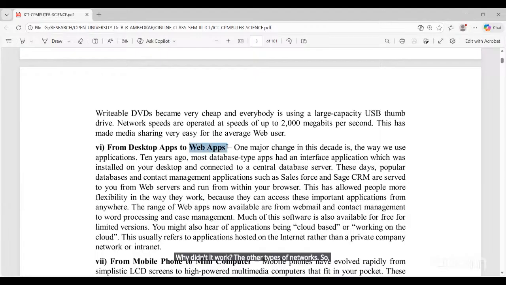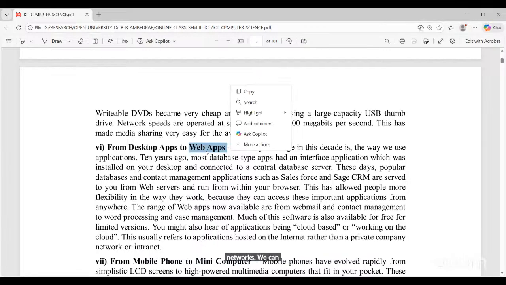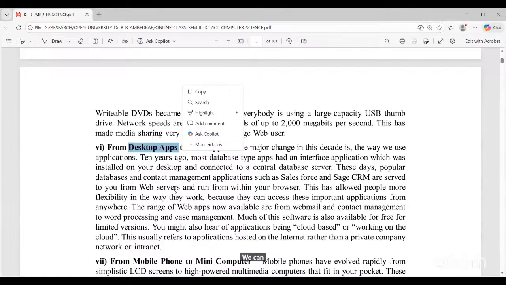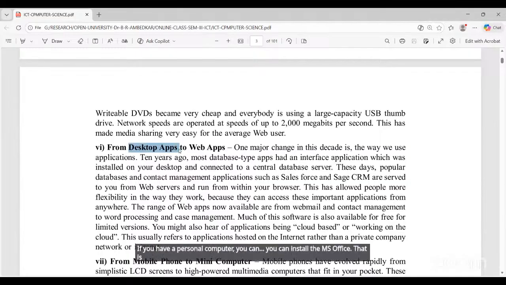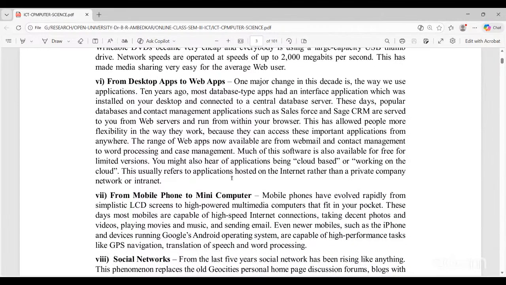So these websites we can access over networks. In short, we can call them networks, any kind of network, local area network, wide area network, like that. So this became more popular. Examples of desktop applications, more popular ones, are MS Office and Tally. These types of applications are particular to the computer. If you have a personal computer, you can install MS Office. That is personal to one particular computer. That became more popular.